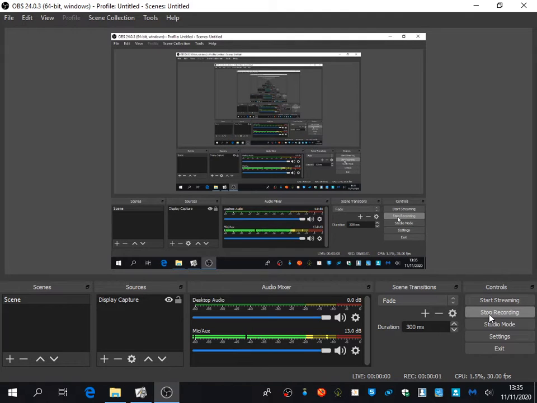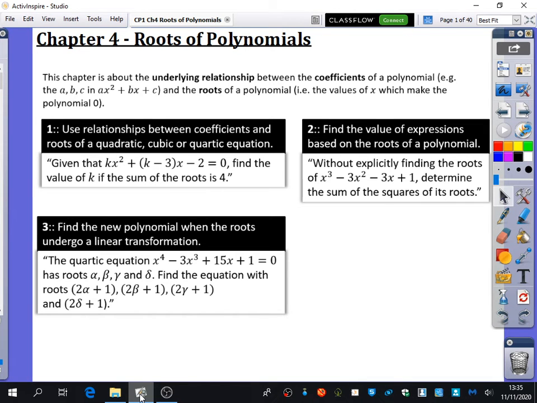So we're going to be looking at chapter 4. Chapter 4 is called Roots of Polynomials. And it says at the top that this chapter is about the underlying relationship between the coefficients of a polynomial, so those are the a, b, and c in ax squared plus bx plus c, and the roots of the polynomial, i.e. the values of x which make the polynomial 0.